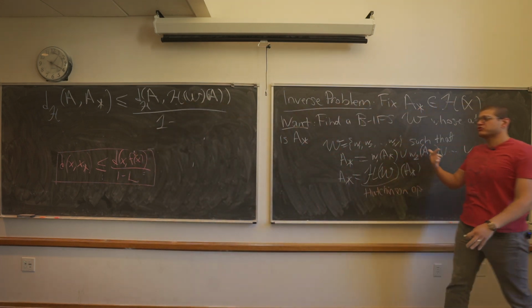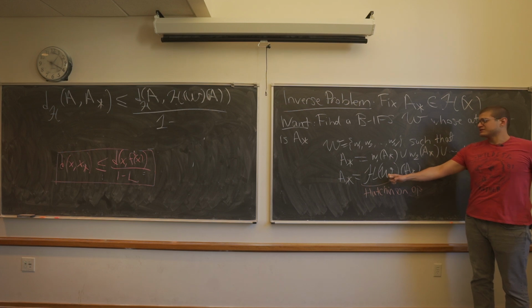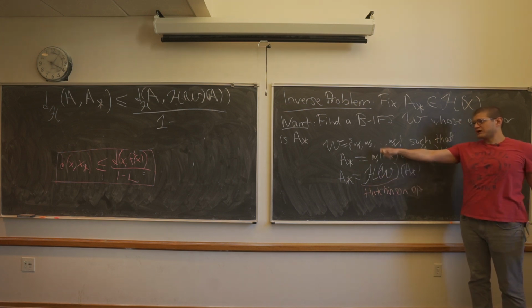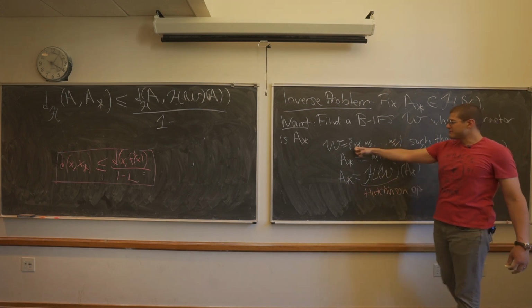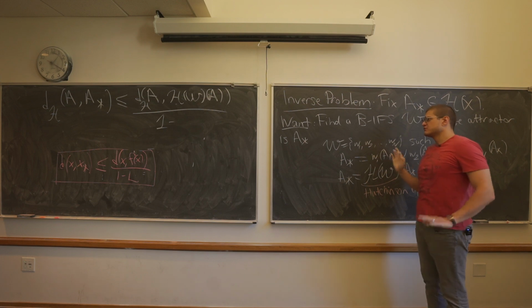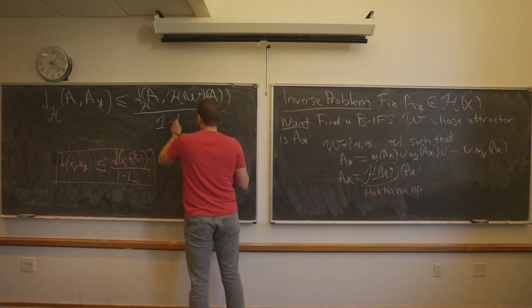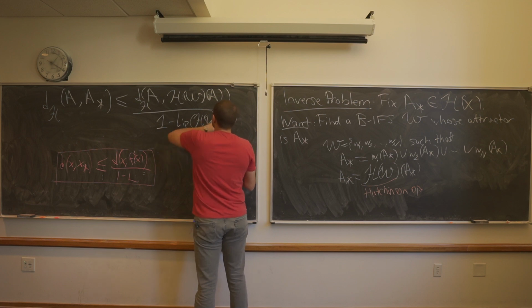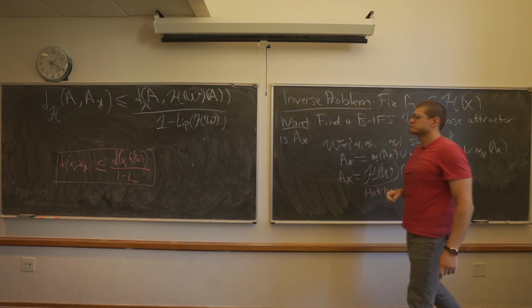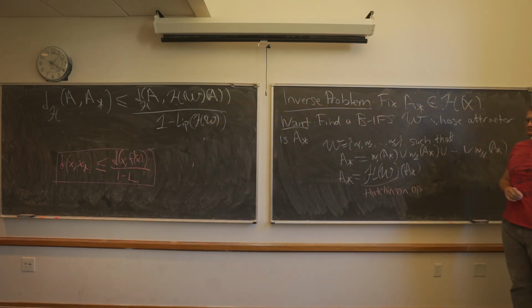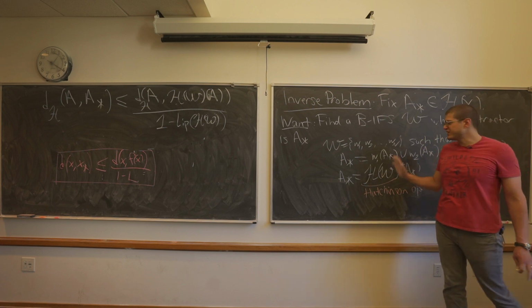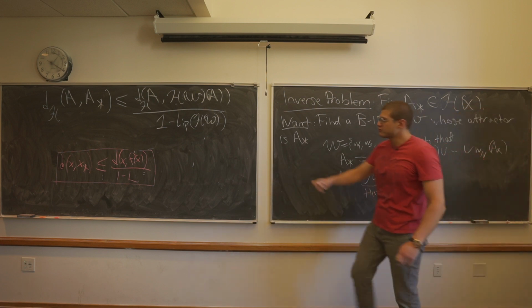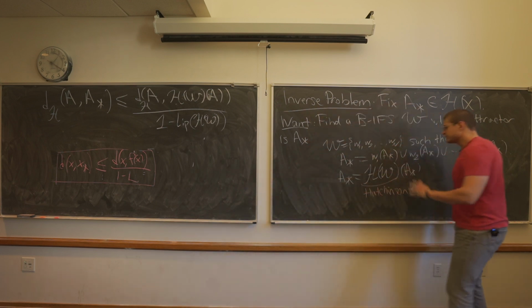What is L? It's supposed to be the Lipschitz constant of this guy, but the Lipschitz constant of this guy is bounded from above by the max of the Lipschitz constants of these. So let me just perhaps write it like this. Lip of the Hutchinson operator. Okay? Any questions so far? I just translated this abstract formalism into the context of the Hutchinson operator.